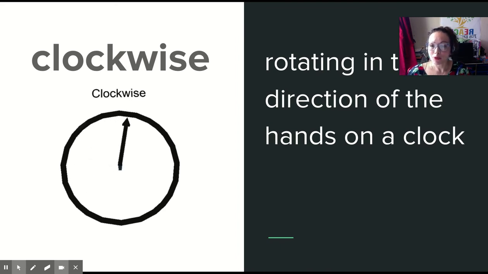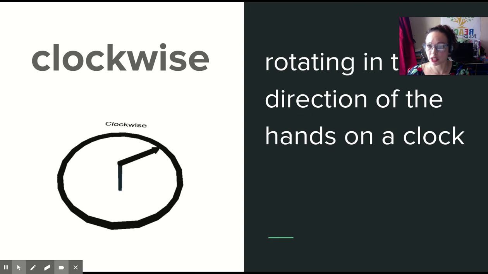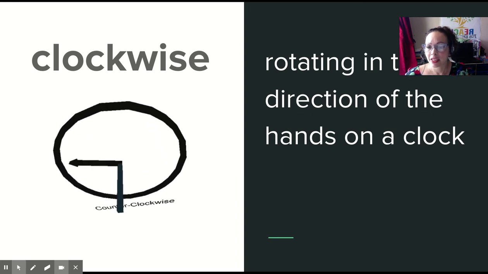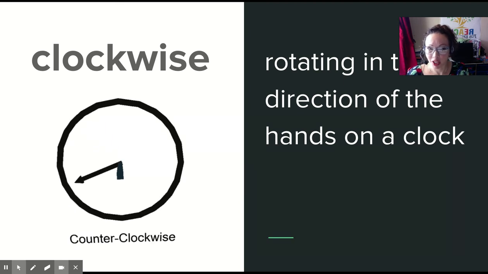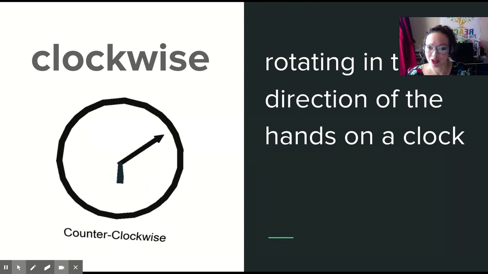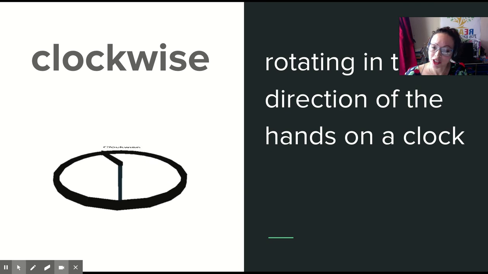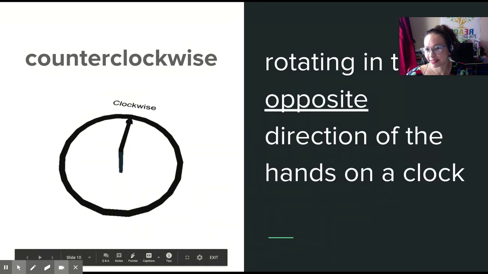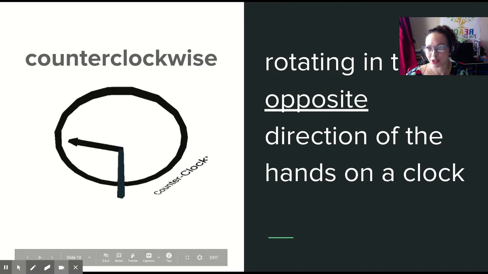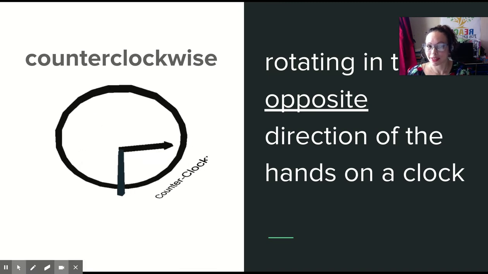When we talk about rotating something, we want to remember 2 other words, clockwise and counterclockwise. So it's like the hands of a clock turning either clockwise, the normal direction, or counterclockwise, the opposite direction. Okay, the opposite direction is counterclockwise.